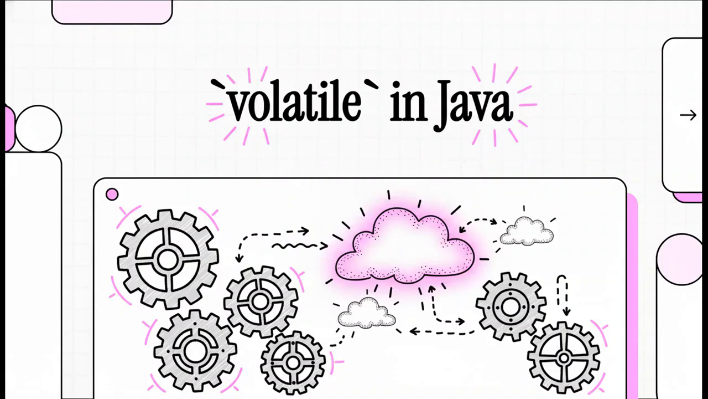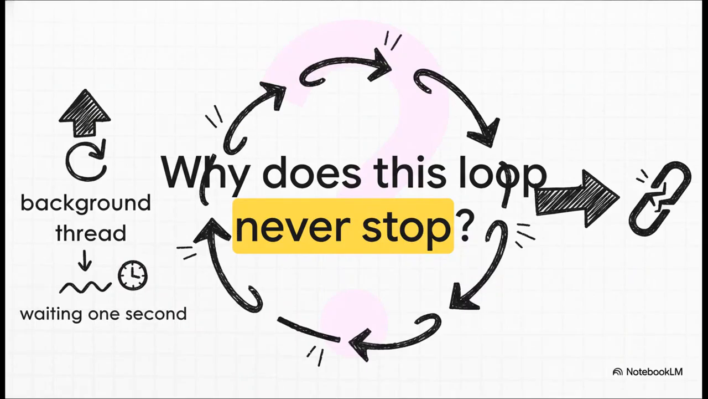All right, let's dive straight into a classic concurrency puzzle, one that trips up even really experienced Java developers. We're going to unravel the whole mystery of the volatile keyword. And trust me, by the end of this, you'll get not just what it does, but why it's so incredibly important. So take a look at this code. On the surface, it seems totally straightforward. You've got a while loop that should run for about a second and then stop.